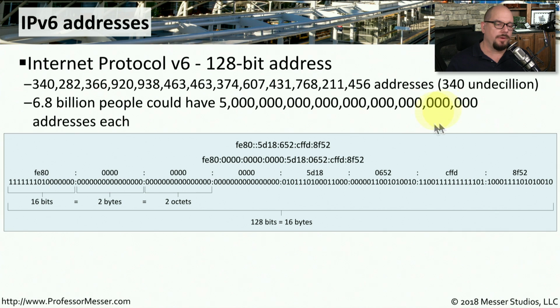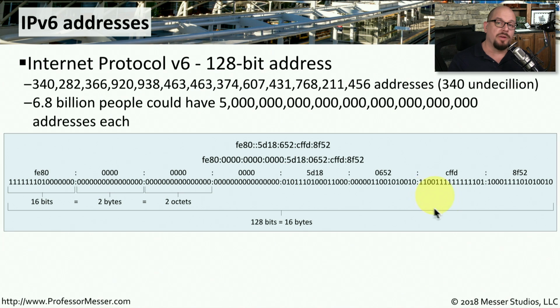IPv6 addresses look very different than IPv4. You can see that they are separated into 8 different sections, and each one of those is a 16-bit or 2-byte section. Instead of using periods or dots to separate the addresses as we do with IPv4, in IPv6 we use a colon, and the IPv6 address is represented in hexadecimal rather than in decimal. So you can see FE80 0000 0000 5D18 0652 CFFD 8F52. And that is one entire IPv6 address.